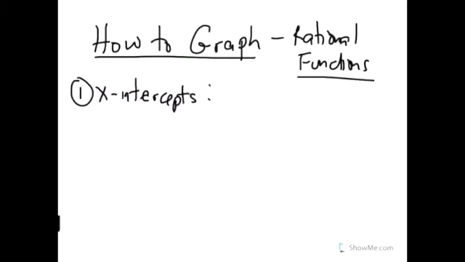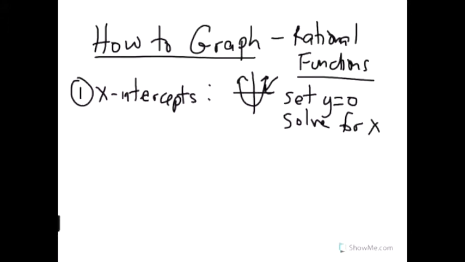If you don't remember how to find x-intercepts, you can look it up in your notes, or I'll tell you now. X-intercept means where the function crosses the x-axis. If it crosses the x-axis, that's when y equals 0. So we set y equal to 0 and solve for x. But in this chapter, since everything looks like a fraction, you can actually set the numerator equal to 0 and solve for x.